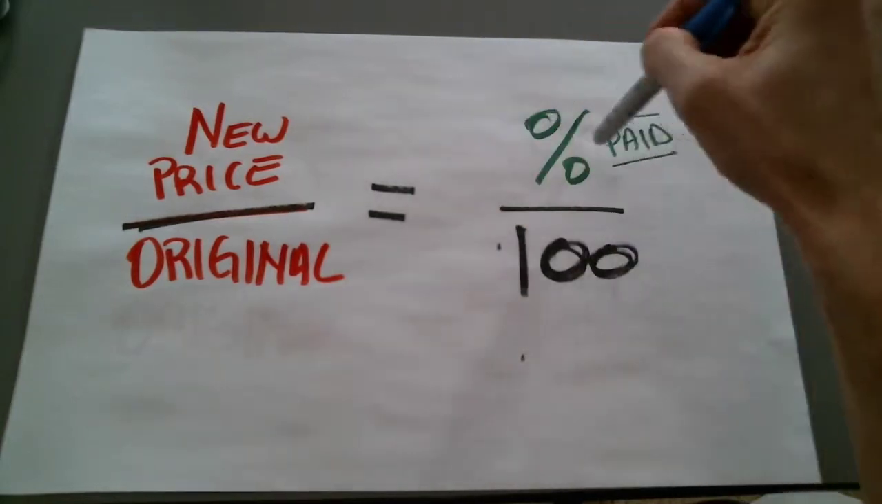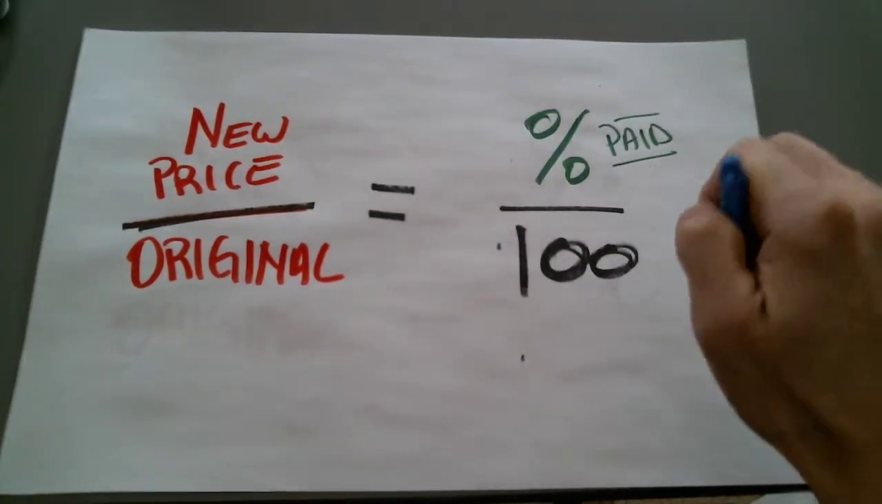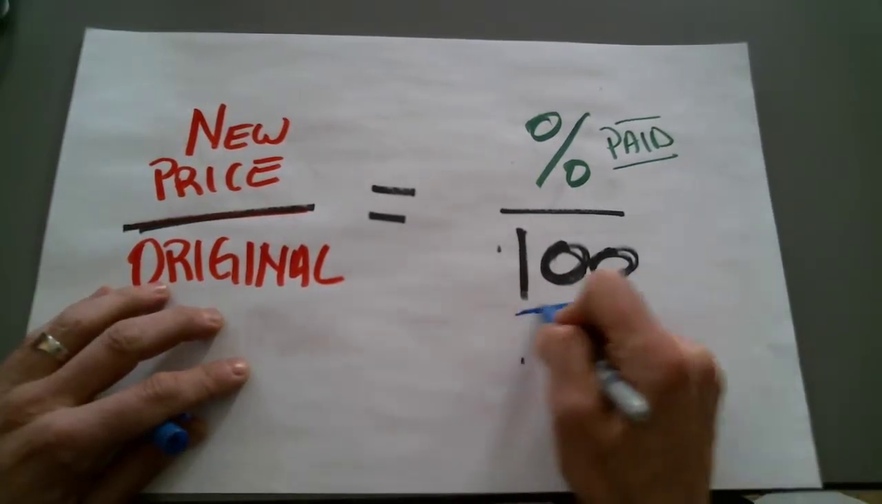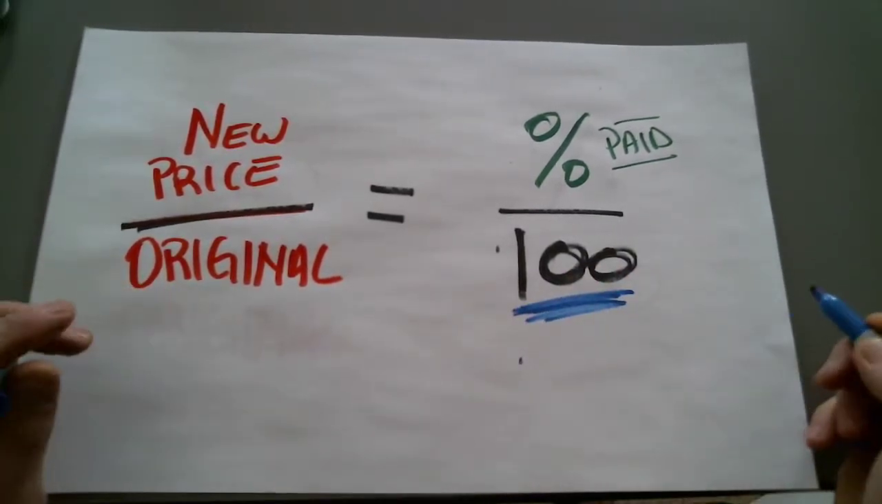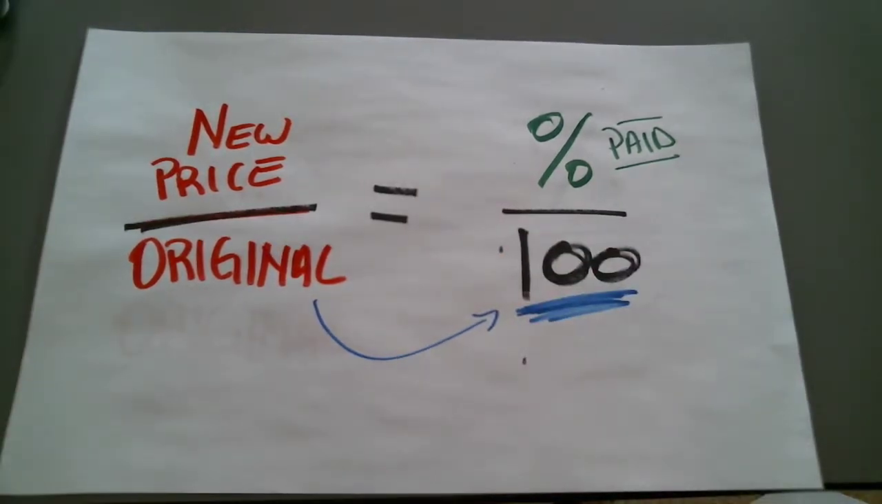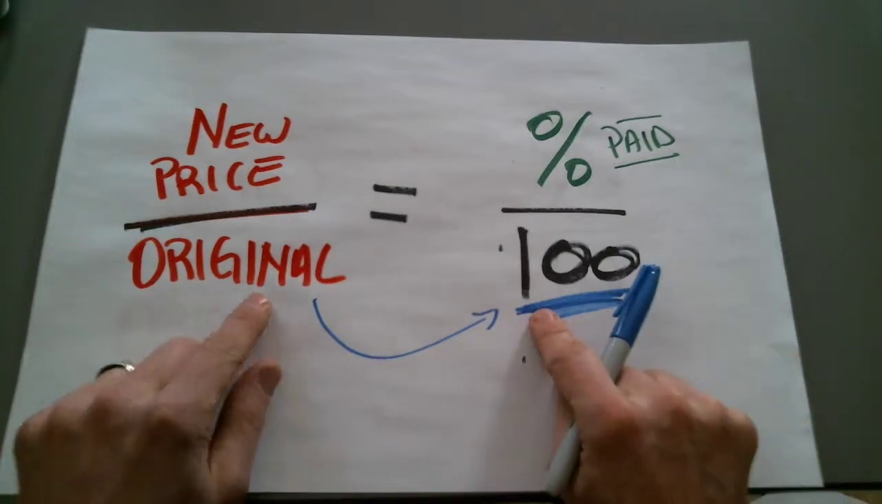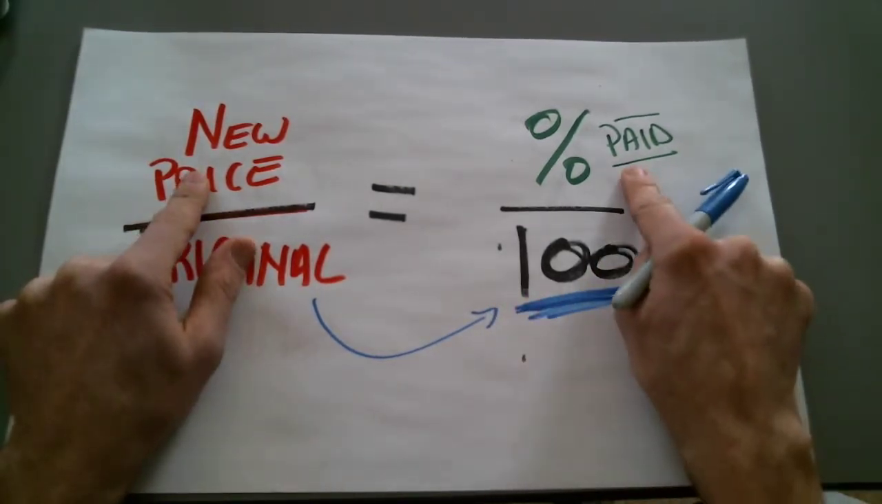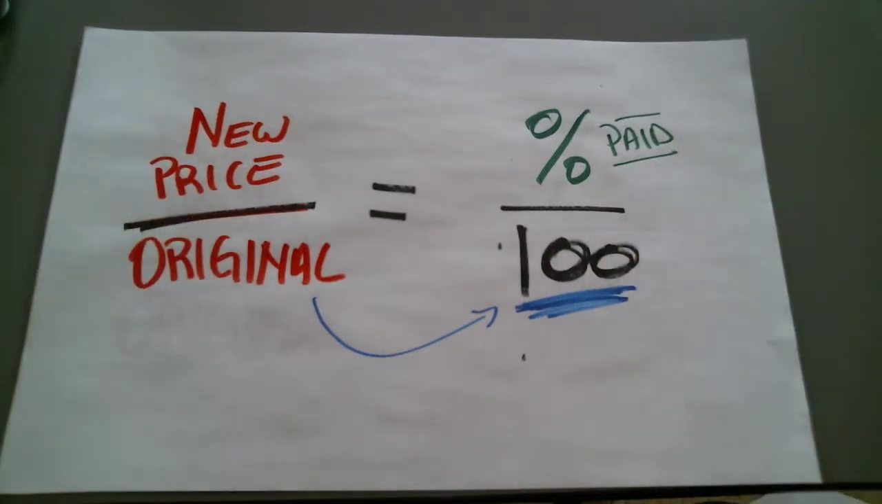So that new price is the same as 90% of, now this is where it's brilliant, right here, of 100. 100 is my original price. Remember, the original price is the price before discount. If you can line up the original price with the 100 and the new price with the price paid, you can solve 80% of the problems just with that.